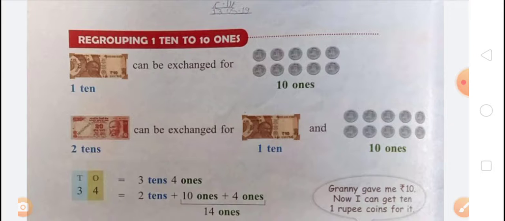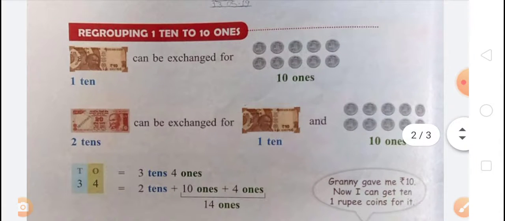Now, 2 tens can be exchanged for 1 ten and 10 ones. For example, a 20 rupee note can be exchanged for a 10 rupee note and 10 one-rupee coins. Take 34: 4 is ones and 3 is tens, that is 3 tens, 4 ones. 3 tens is equal to 2 tens plus 10 ones, plus 4 ones. And 10 ones plus 4 ones makes 14 ones. So 2 tens plus 14 ones.